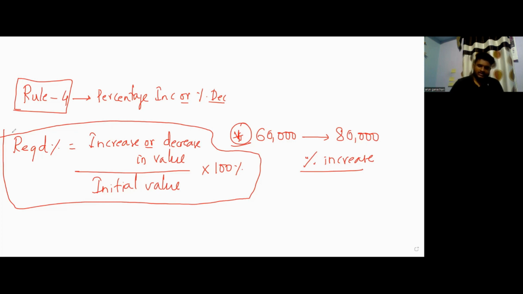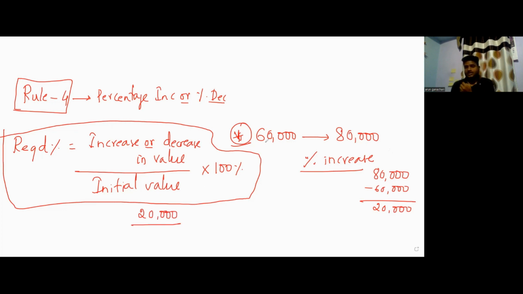So what was the percentage increase? Find the increase or decrease value. How will you find it? We'll take the upper end, that is the final value, 80,000, and subtract 60,000 from it. What is 80,000 minus 60,000? 20,000. So I'll write that in the numerator: 20,000 divided by the initial value.